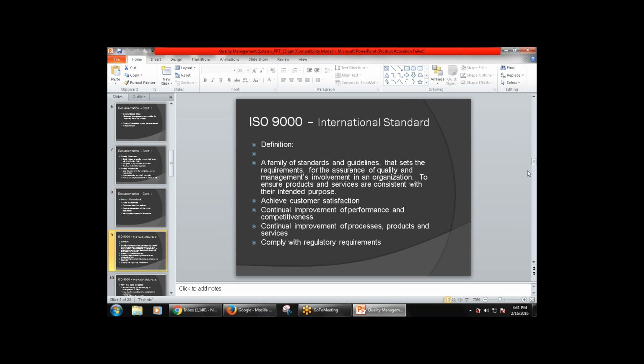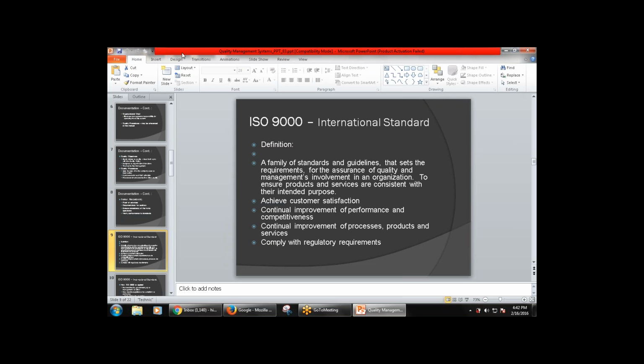That means to ensure that the quality is maximized and there is management involvement that is carried out in an organization. That is a family of standards and guidelines that sets the requirements for the assurance of the quality and the management perspective. So there is a management perspective that is carried out for the quality assurance and to ensure the product and the services. So to ensure the product and the services are consistent with their intended purpose.